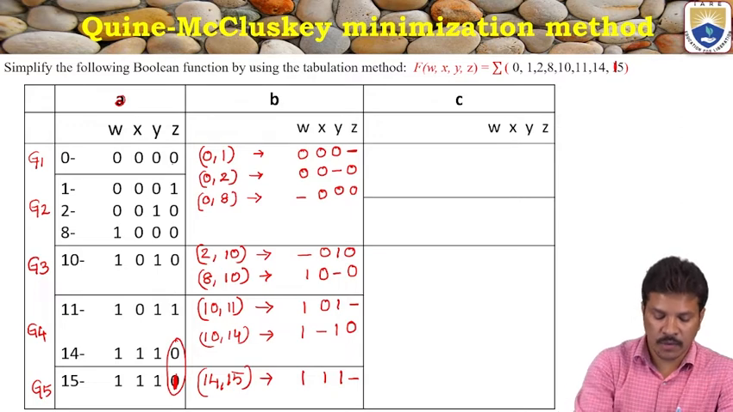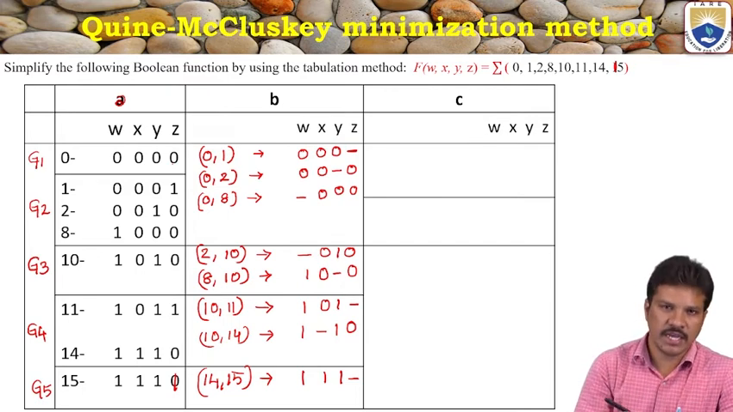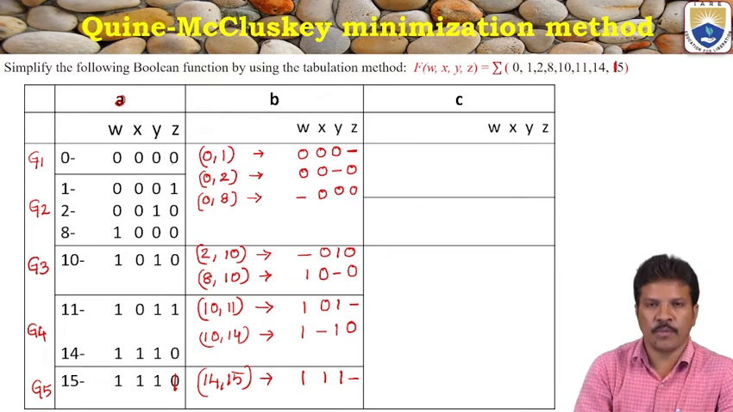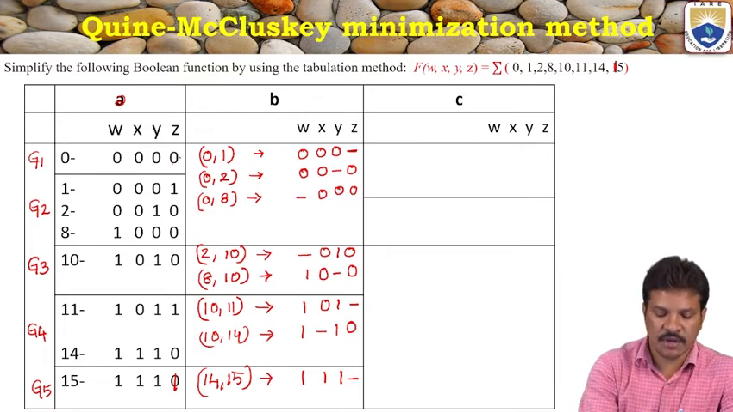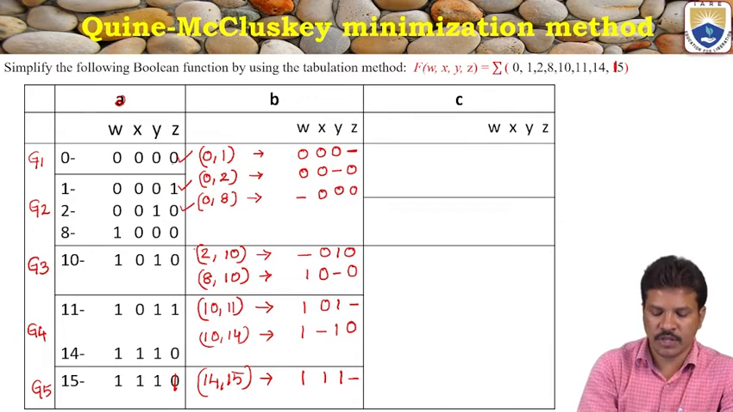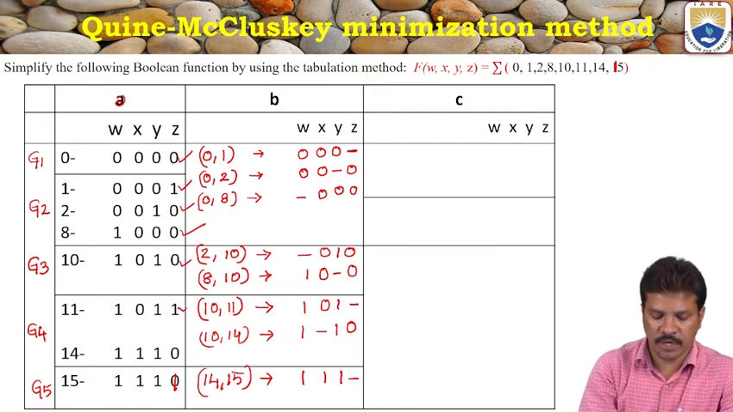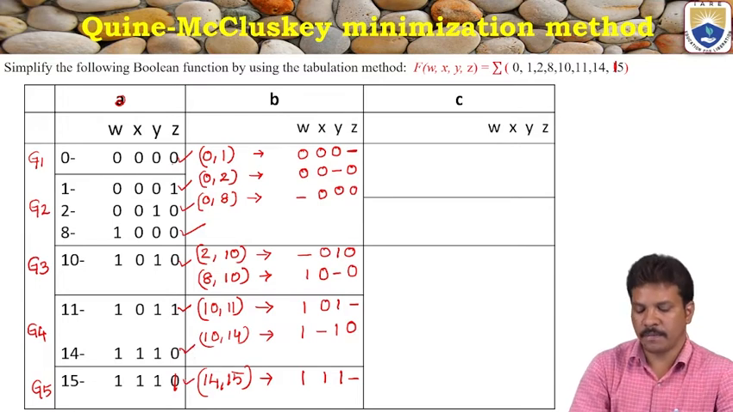It is required to check-mark whatever minterm is covered by the next group down. So 0 is covered, as 0, 1 is there in column B. 0, 1 is grouped, so 0 is covered and 1 is covered. In the second row in column B, 0, 2 means 2 is covered. 0, 3, 0, 8 means 8 is covered. And 10, 2, 10 in column B, so 10 is covered. 11 is covered. 14 is covered. 15 is covered.